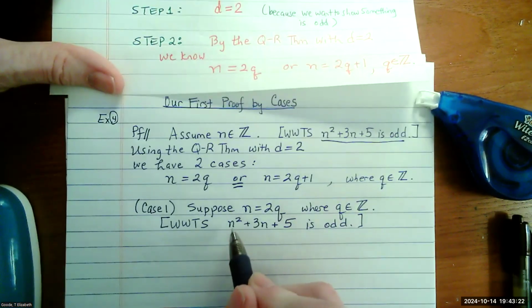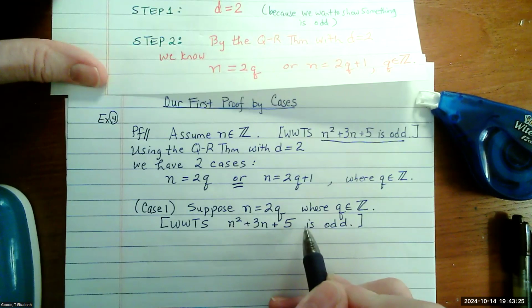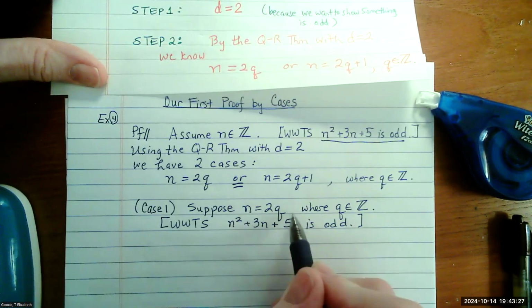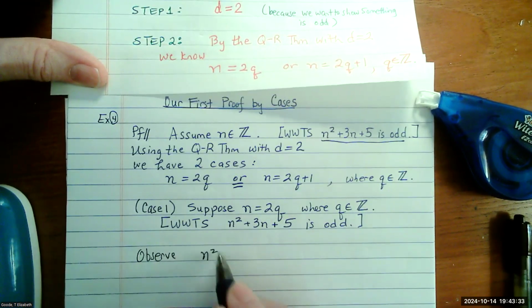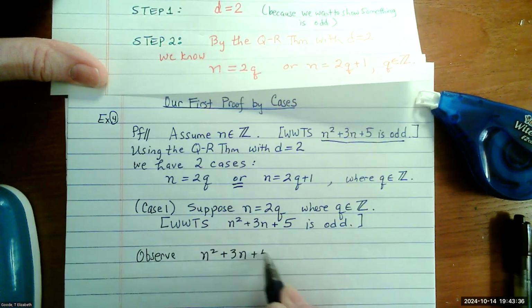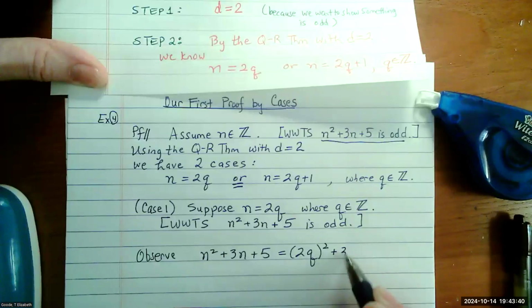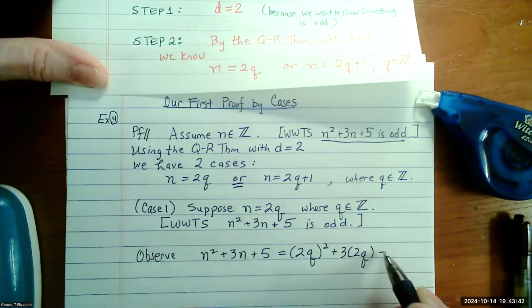All right, here we go. We're going to look at n squared plus 3n plus 5. We have an equation for n. It's equal to 2q, right? So let's just do it. n squared plus 3n plus 5 is equal to (2q) squared plus 3 times 2q plus 5.